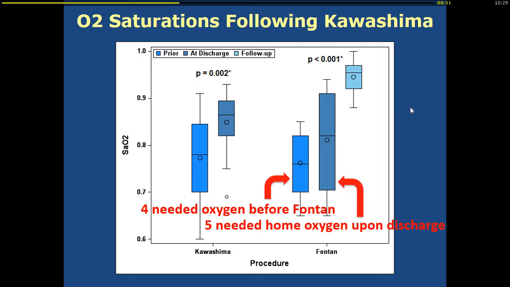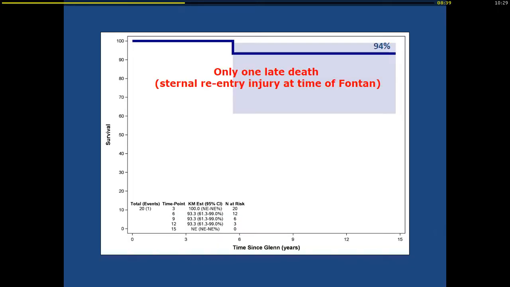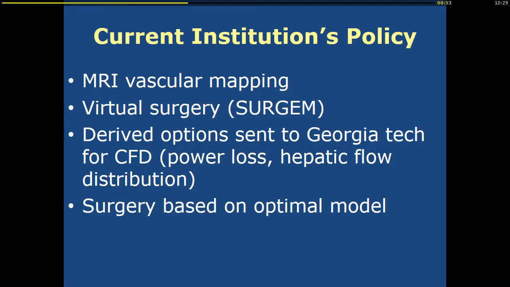So this is different from other published reports, and we think this is probably because of 2 effects. One of them is early referral, and the other one is what I'm going to talk about in a minute. And as I mentioned, only 1 late death at the time of sternal reentry.